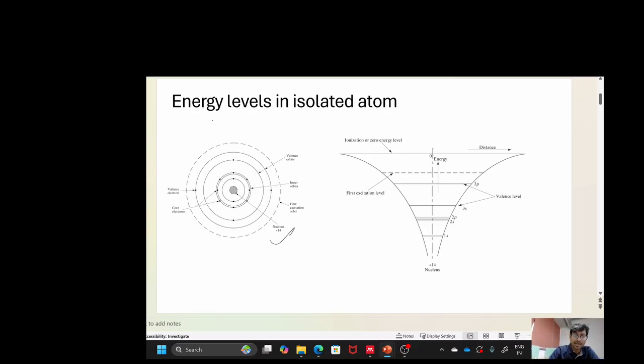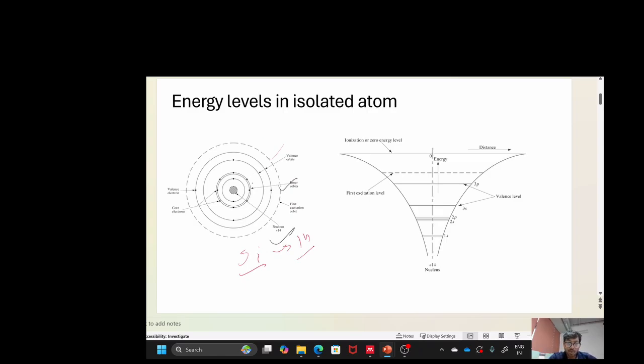So you must have seen in some textbooks or in your classes, this is the isolated atom, and these are the orbitals. These are the atomic orbitals in which the electrons are orbiting around the nucleus. Okay, so let us say this is the silicon atom. The silicon atom has 14 protons in the nucleus, and 14 electrons which are there in these orbits.